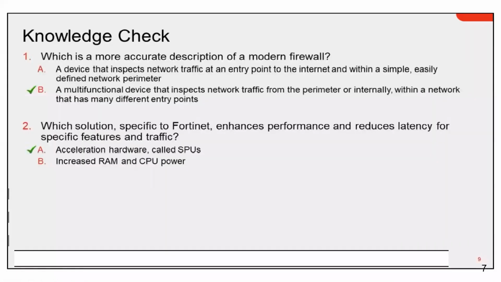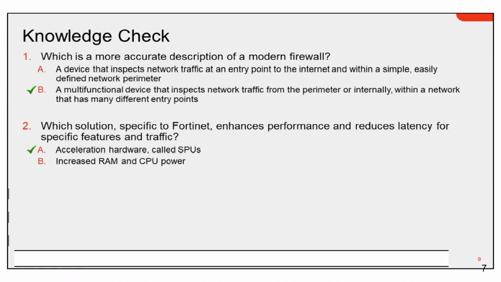Knowledge check. Okay. So which is a more accurate description of a modern firewall? So the answer is B, a multifunctional device that inspects network traffic from the perimeter or internally within a network that has many different entry points. Okay. A is a device that inspects network traffic at an entry point to the internet and within a simple, easily defined network perimeter. No, so those times are gone. So that is a traditional setup.